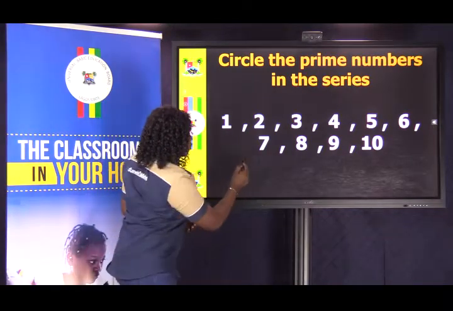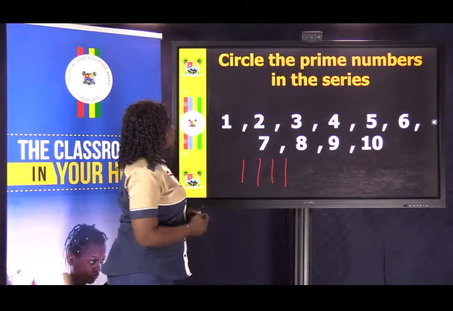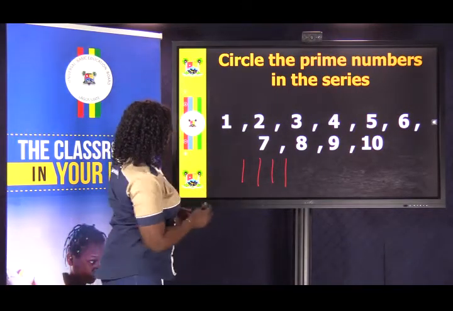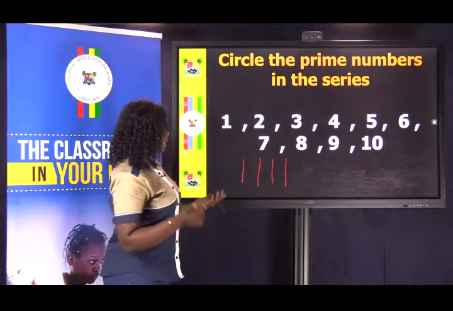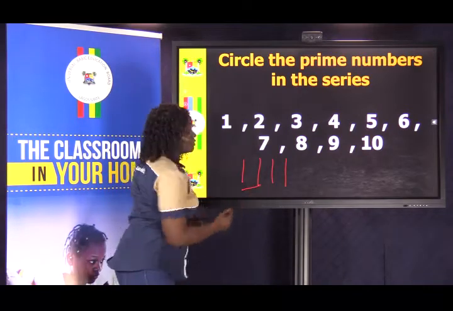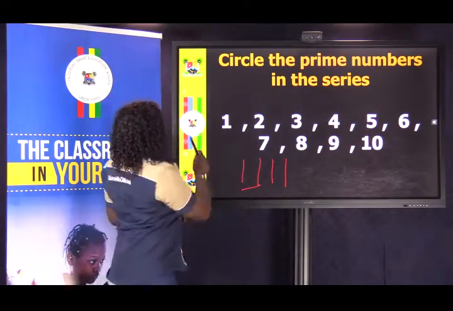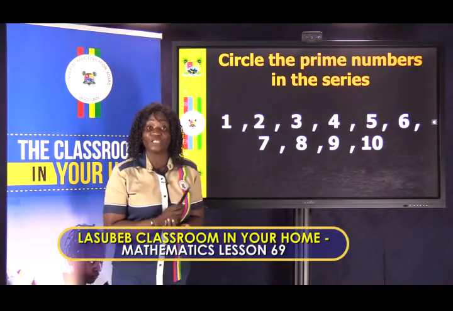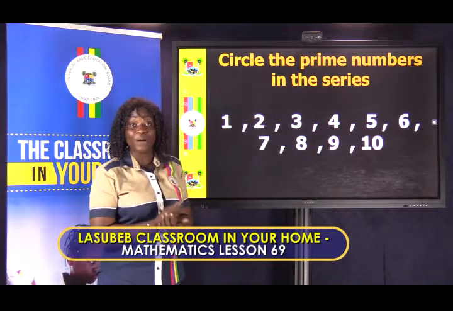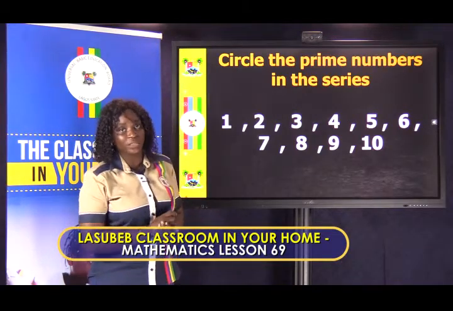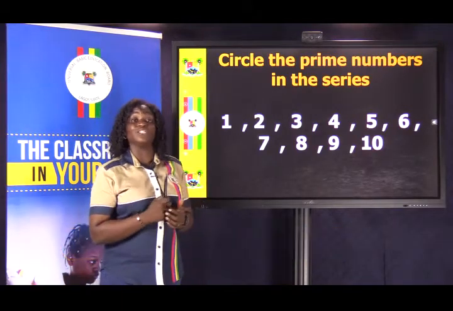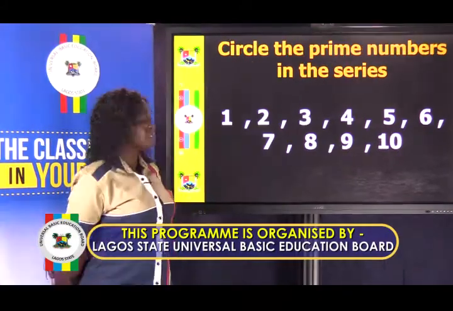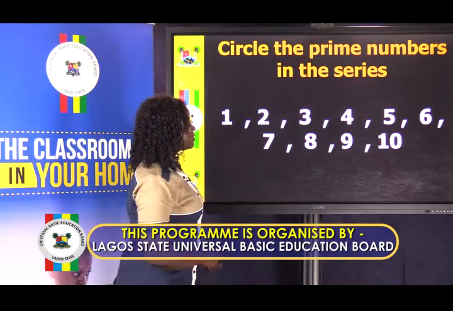Let's see 4. You use all the numbers smaller than 4 to divide. 1 can divide 4 to get 4. 2 can also divide 4 to get 2. So 4 is not a prime number. So far, if another number can divide the number which you are looking at, it's not a prime number. The only numbers that should divide a prime number are 1 and itself. Now the next number is 5.